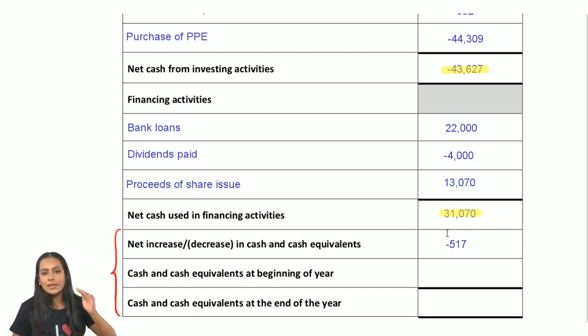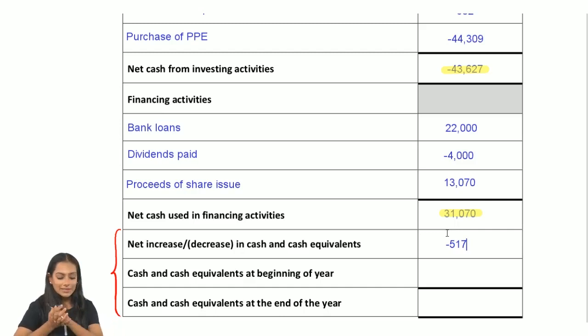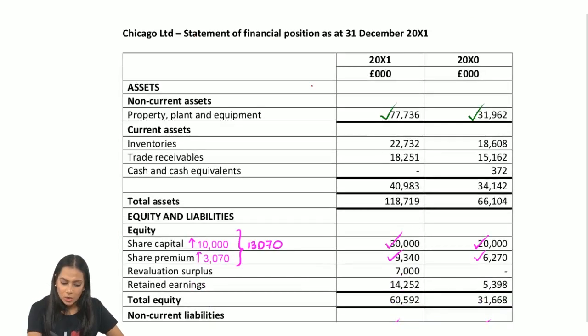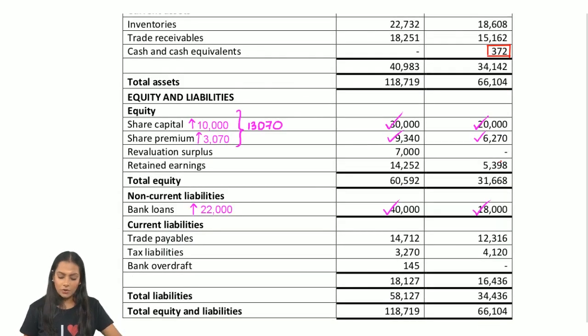So the operating, investing and financing net cashes are added up, and that will give you your net increase or decrease in cash. Now, to identify the cash equivalent at the beginning of the year and the end of the year, you're going to be looking at the balances shown on the statement of financial position. So on the previous page, we have your cash and cash equivalents at the start of the period to be 372.